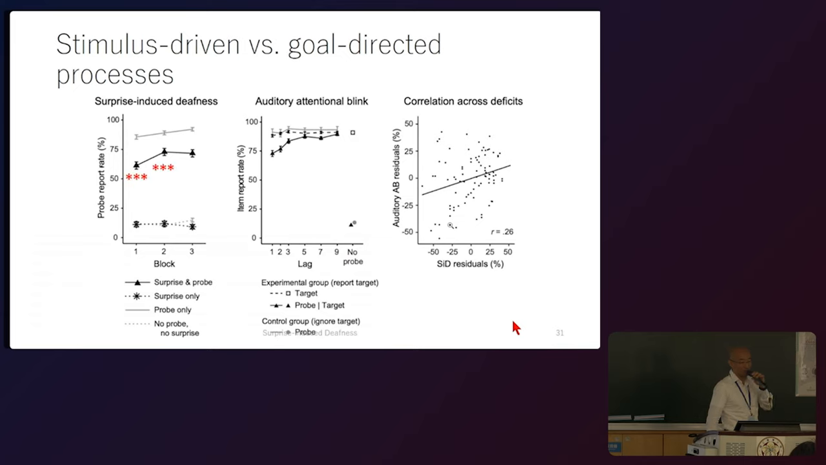In the first graph, surprise-induced deafness was observed, and auditory attentional blink was also observed. The third scatter plot is what we were trying to get. When we correlate SID residuals and AAB residuals, which is a more sophisticated technique to regress out the baseline variance, we can see the variance of the surprise magnitude. That's what we did, and we got a significant correlation, R value of 0.26.